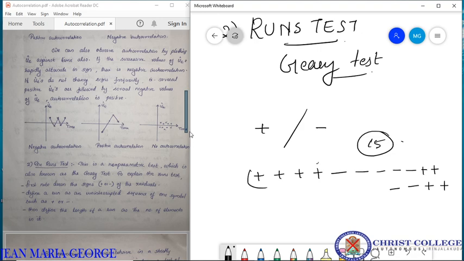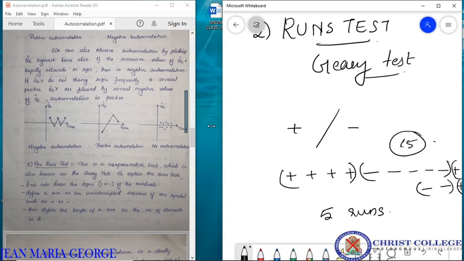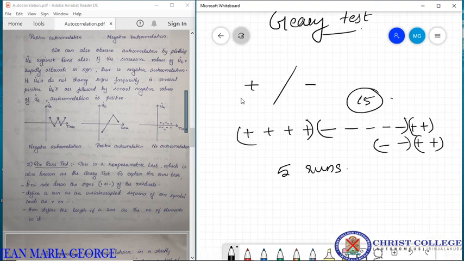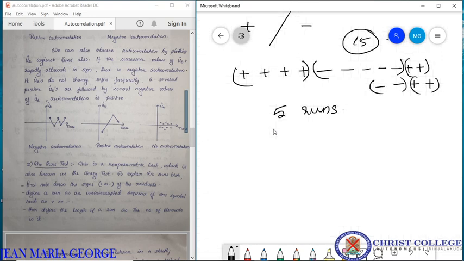So this is one run, an uninterrupted sequence. This is the second run. This is the third run, fourth run, fifth run. So here the length of the run is 5. We have 5 runs here. A run means an uninterrupted sequence of the same symbol. Okay, so we have defined the run.